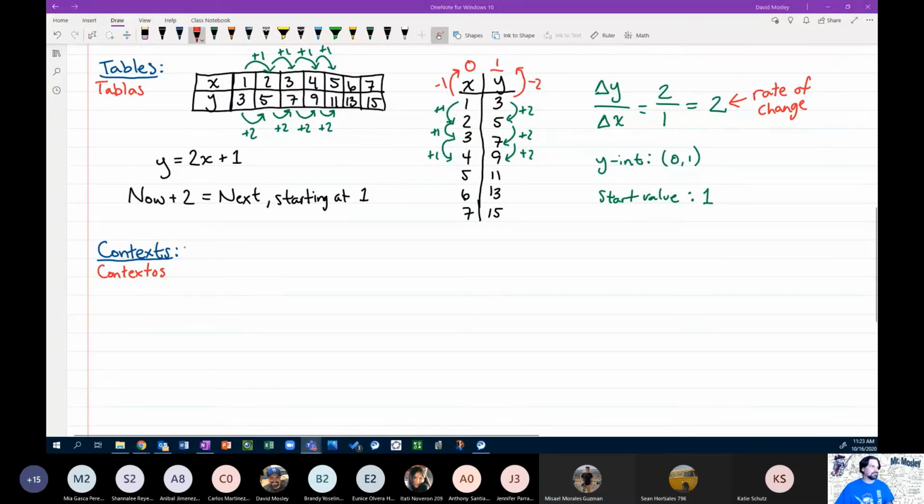So, contexts. We've seen two different kinds of contexts, like word problems for lines. In one type of context, the rate of change and start value are provided. In the other, coordinates are provided. So we're going to look at both. So the first one, we're going to write a context.